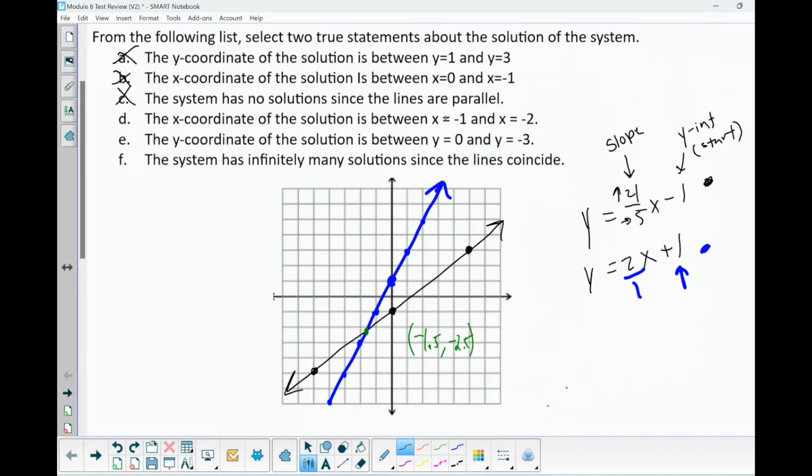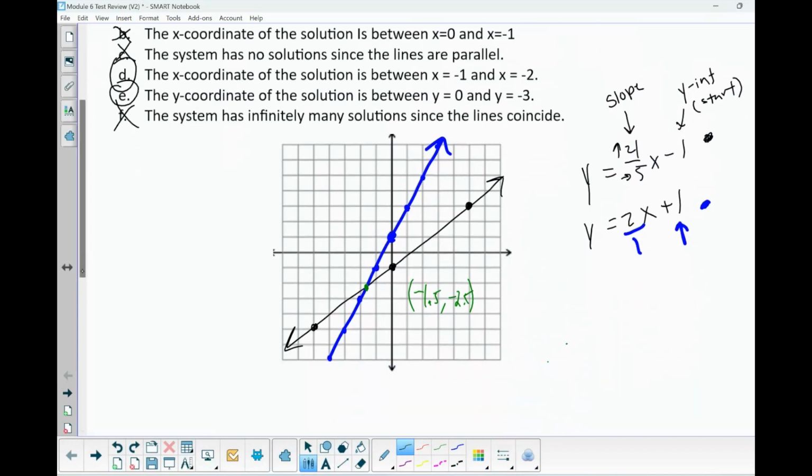The x-coordinate of the solution is between -1 and -2, definitely. And the y-coordinate of the solution is between 0 and -3, also true. The system has infinitely many solutions since the lines coincide, also not true. They are two different lines. So we've got our first one.